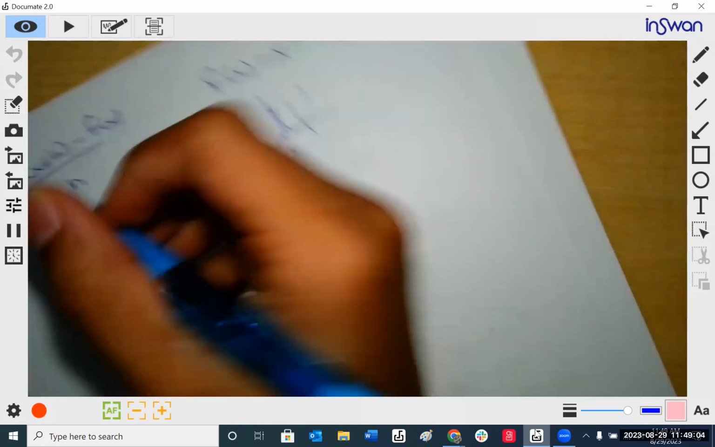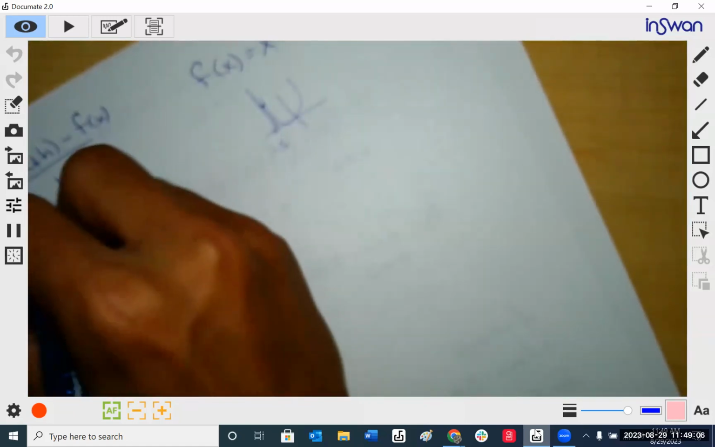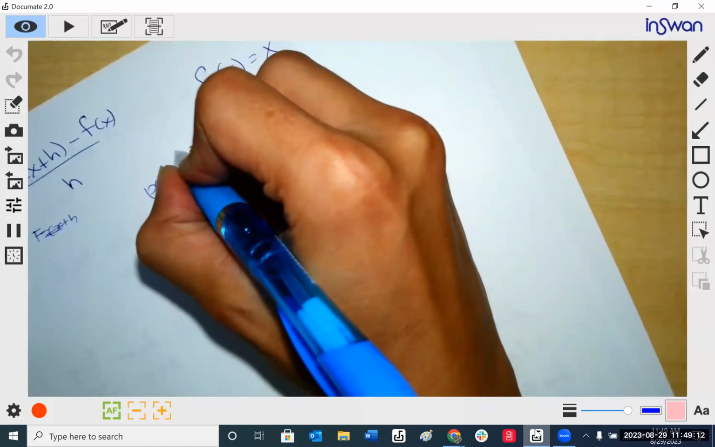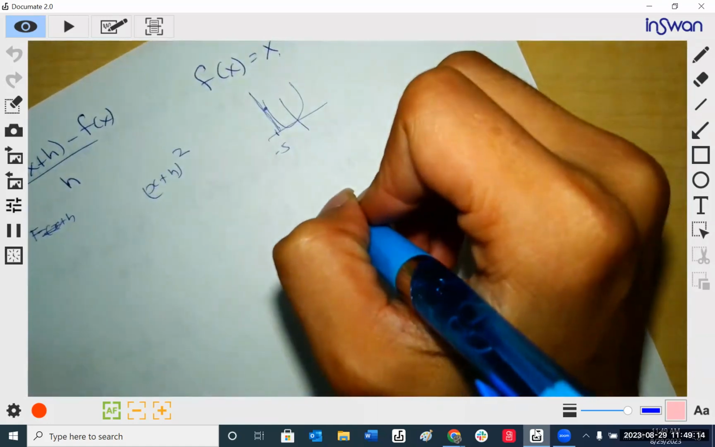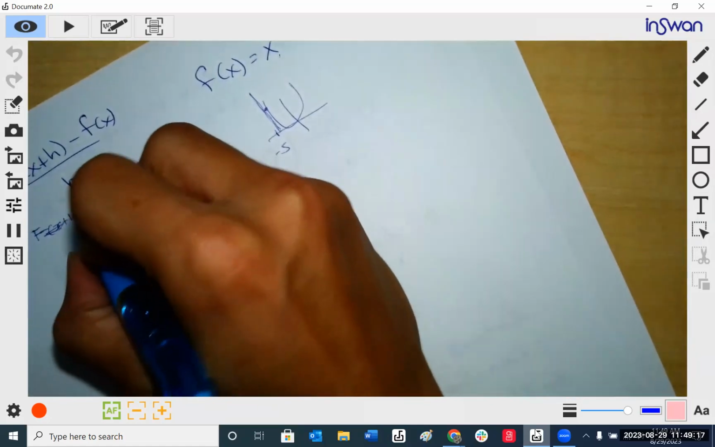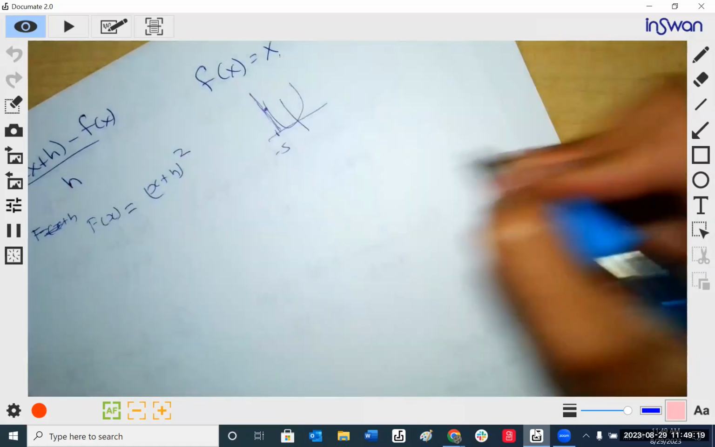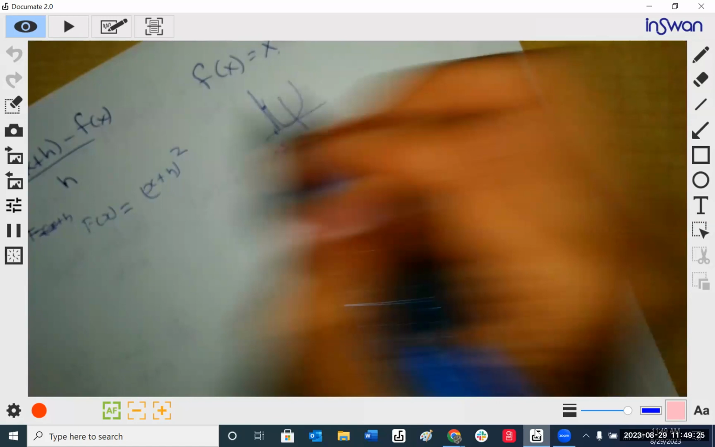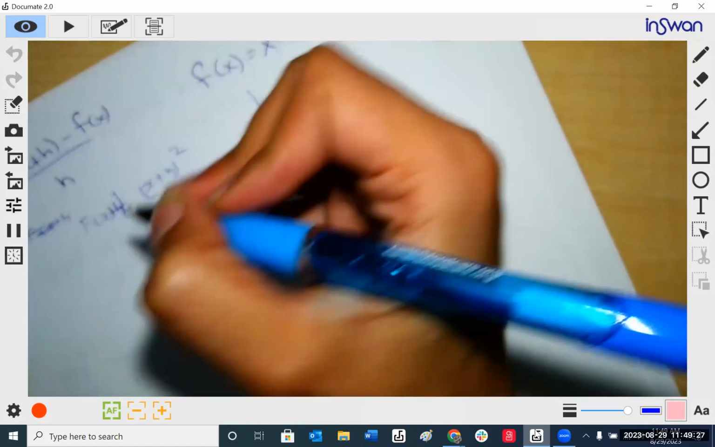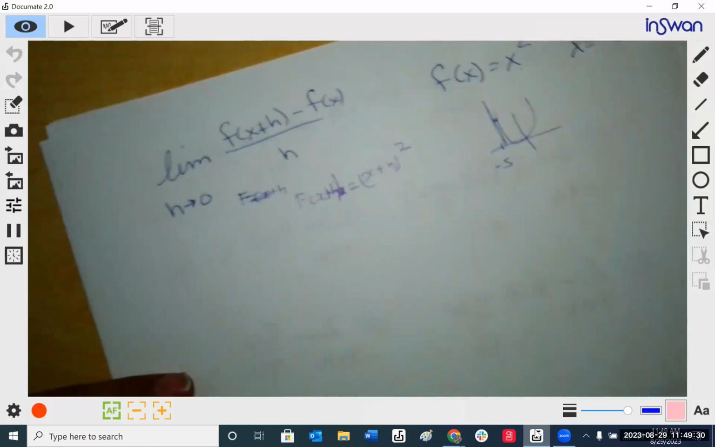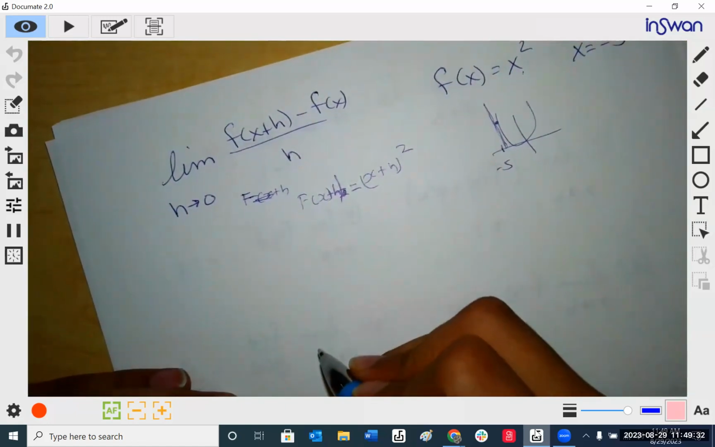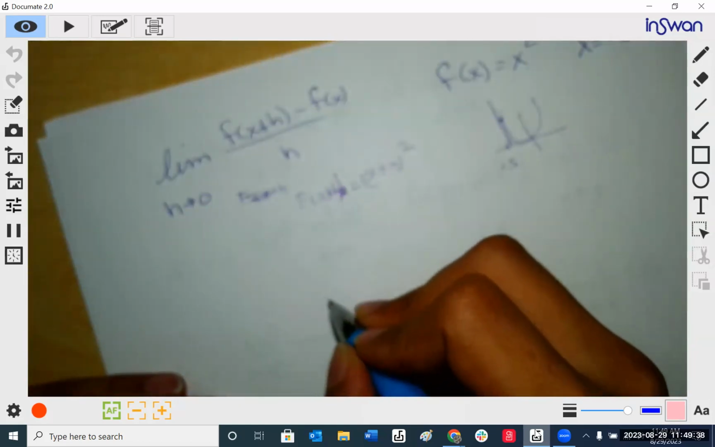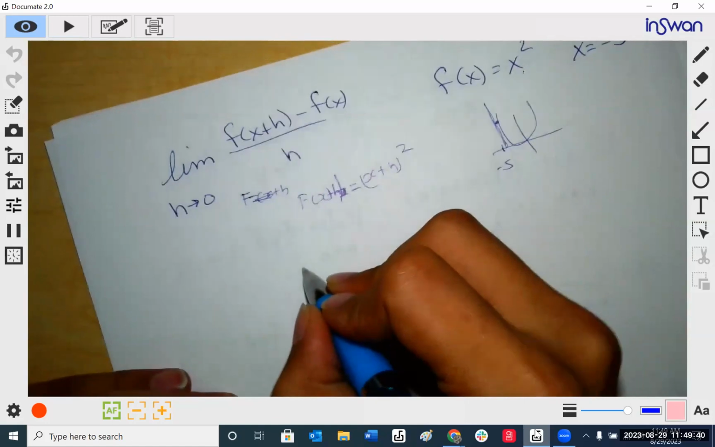Where's your function? Right there, yeah. Okay, my bad. So it's x plus h whole squared. That's the first part. That's the f of x plus h. So the first thing you have to do is define what f of x plus h is. You have the function, so yes, you have it there. Now start plugging everything into the equation of the limit.